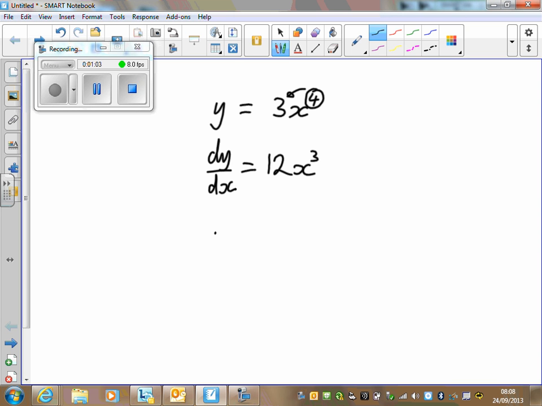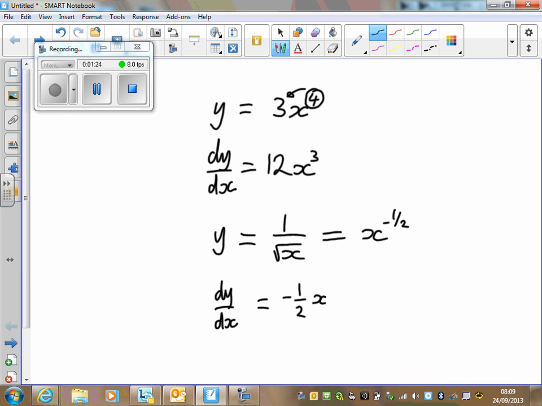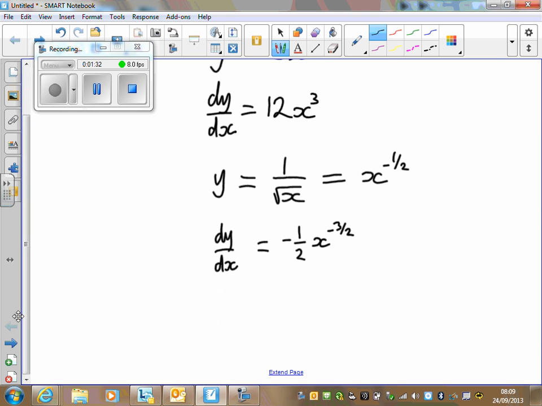We went into more difficult examples. For example, y is equal to 1 over the square root of x. That's not a problem, because we can write that as x to the power of minus a half. And then we can apply our usual rules, dy/dx equals, we bring the power down, so that's minus 1 over 2, x to the power of, take 1 off the power, minus 3 over 2. And that doesn't look particularly nice.